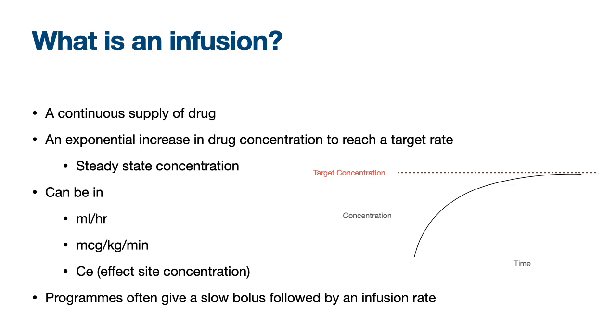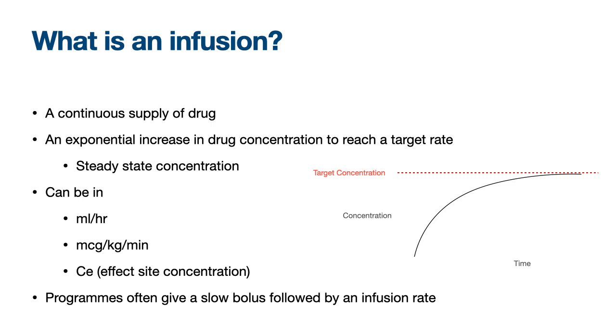You can see the concentration of the drug. The bottom left of the graph is where we start the infusion, aiming for that target concentration. Gradually over time the concentration of that drug will increase to the point where it reaches the target concentration, and then what you're aiming for is for the rate at which the drug is being infused to keep it at that target concentration over time.